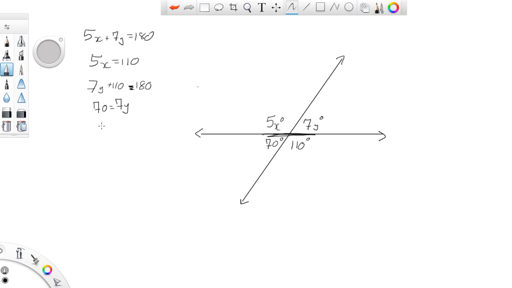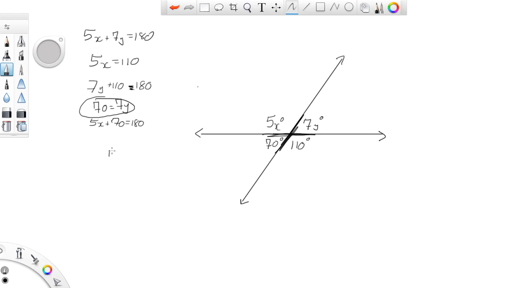And I can also say that 5x plus 70 degrees equals 180 degrees, again because these are supplementary as well. They add up to make a straight line. So if I wanted to solve for x and y, really I could take my pick about what I wanted to solve. Looking at it, this one looks to be the easiest.